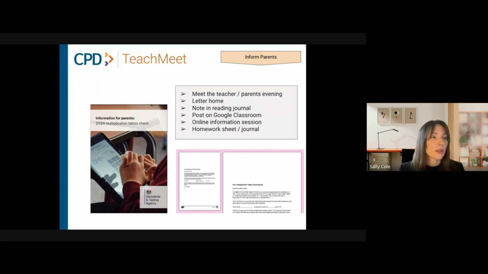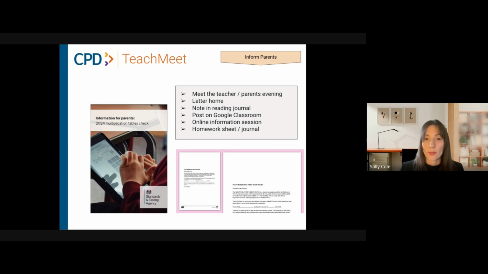And then there's some other ideas I've put on here, just putting a note in your reading journal. If you use Google Classroom, you might want to put your letter on the Google Classroom. You might want to hold an online information session like this. If you do, you could record it and then stick that on your Google Classroom or in your newsletter, if that works well for your setting. You know your setting, you know how best to communicate with parents. So there's just a few other ideas.